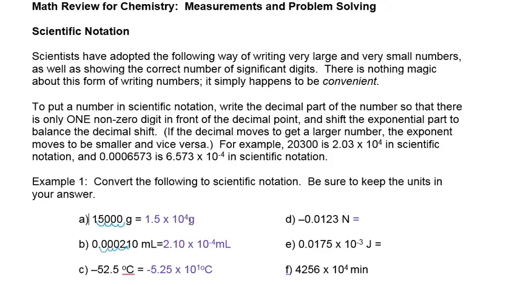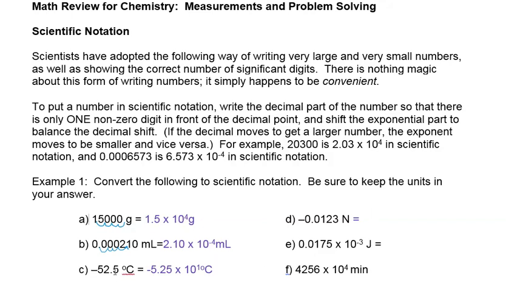Notice on all of these we do not forget to put our units, and we don't put our units in the middle of our number. It's not 1.5 grams times 10 to the 4, it's 1.5 times 10 to the 4, and then we have the grams. Always the units at the very end.